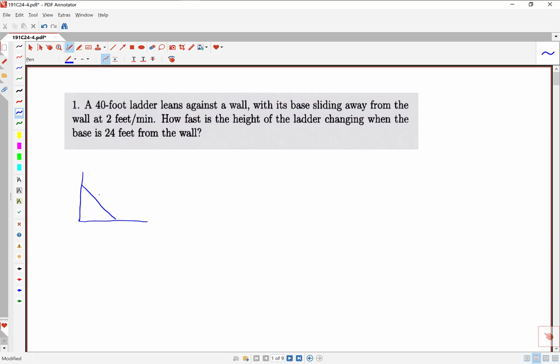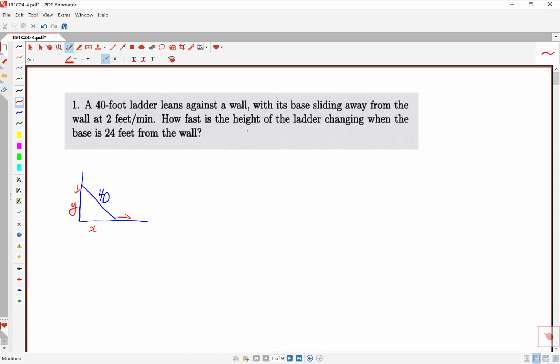So we know this ladder is 40 feet long. The length of the ladder is not changing through the problem, so that's a constant. But what's happening here is that the base of the ladder is sliding away from the wall. So this point is moving that way. And as the base slides away from the wall, that's actually going to drag the top of the ladder down the wall. Okay, so let's introduce some variables here. Let's call this x and y.